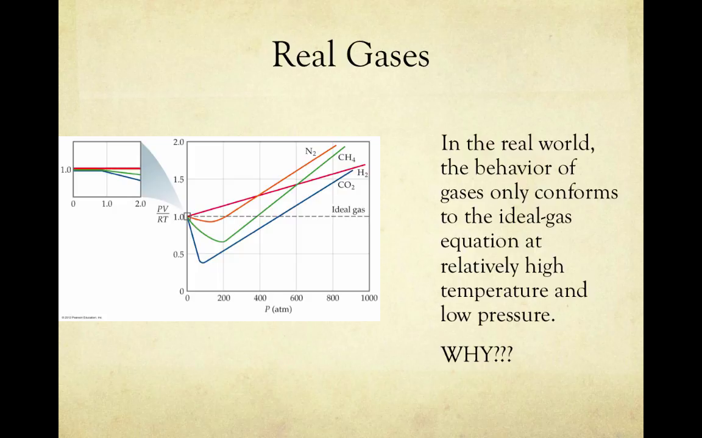The little box at the left shows a blow-up of 0 to 2 atm. Notice that between 0 and 2 atm, the gases hardly deviate at all. Particularly from 0 to 1 atm, there's nearly no deviation from ideal behavior. Since we almost always work at pressures of about 1 atm, this means that the ideal gas law works just fine for all the gases we deal with.